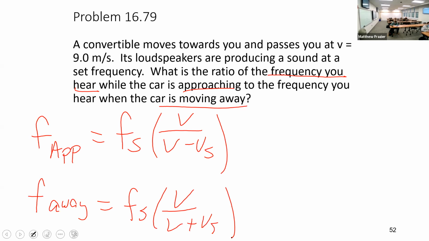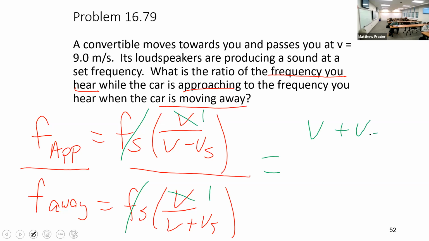So if I divide those, they look like that. The source frequency drops away. That's why it doesn't matter in the problem. If you're not told what it is, it probably cancels out somewhere. And then the speed of sound cancels out, since they're both on top. And then we have these fractions. So when we rearrange them, we'll get V plus Vs over V minus Vs.